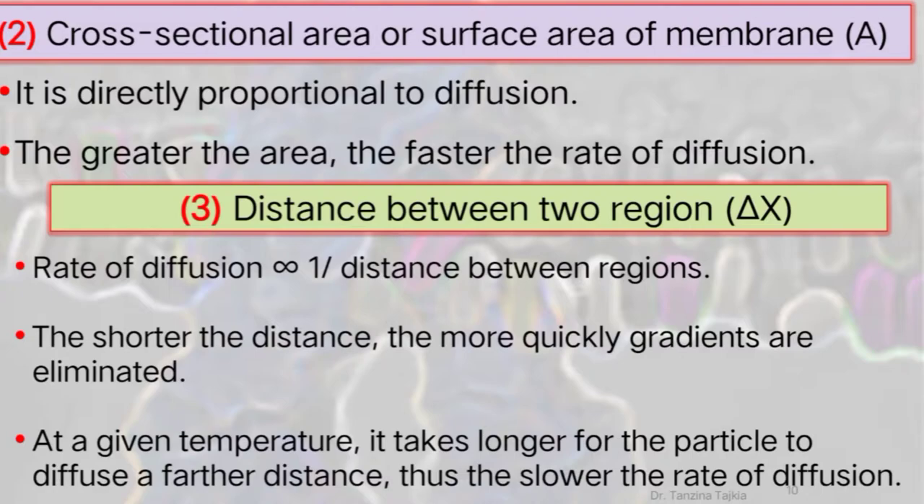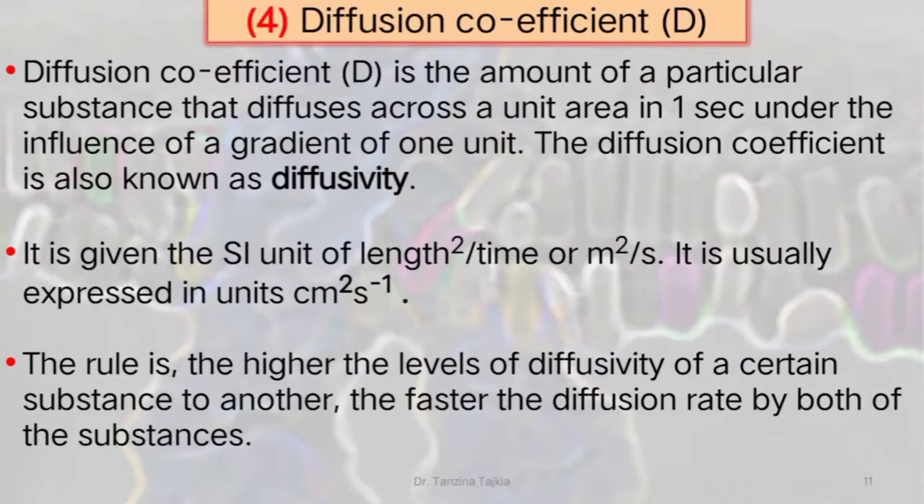Secondly, cross-sectional area or surface area of a membrane. It is directly proportional to diffusion. The greater the area, the faster the rate of diffusion. Then, distance between two regions. The rate of diffusion is inversely proportional to the distance between the two regions. The shorter the distance, the more quickly gradients are eliminated. At a given temperature, it takes longer for the particles to diffuse a further distance. Thus, the slower the rate of diffusion.